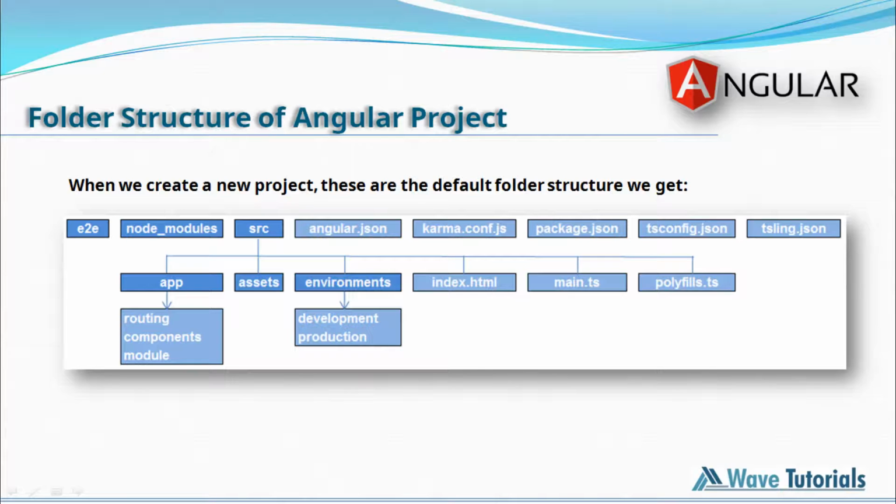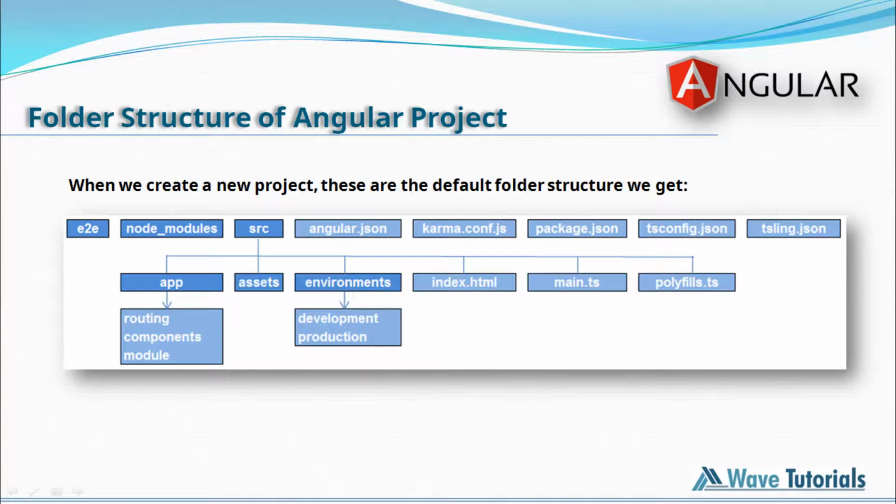The second one is Node Modules. Node Modules actually store the libraries which we require to execute the projects. Third one is SRC, which further contain 3 another folders. First one is App. The App folder contains routing, component, modules, directive, and pipes.